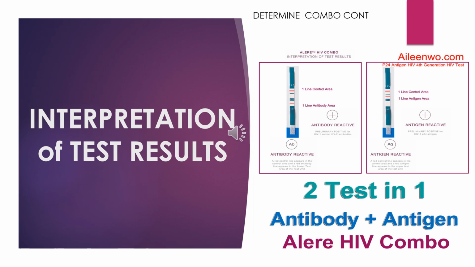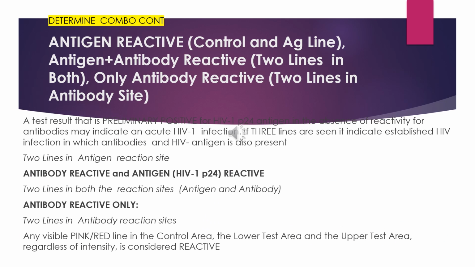I mentioned earlier that this determine combo test detects both antibodies as well as antigen. So a positive reactive sample of the antibody is shown on the left side of the pad and antigen reactivity is shown on the right side of the pad. Now we will talk about how to interpret the result.